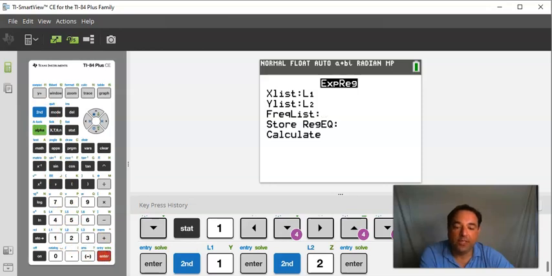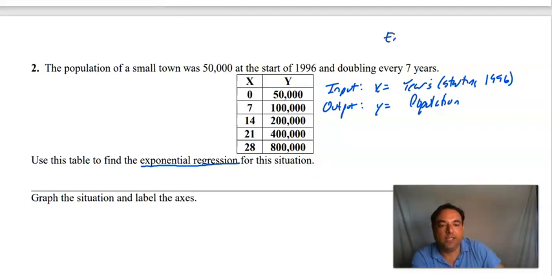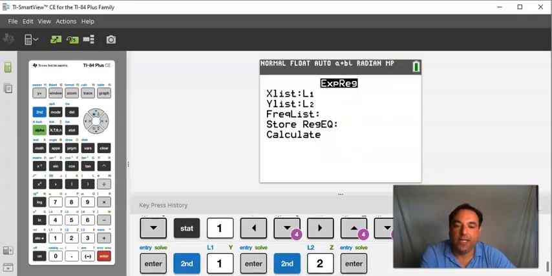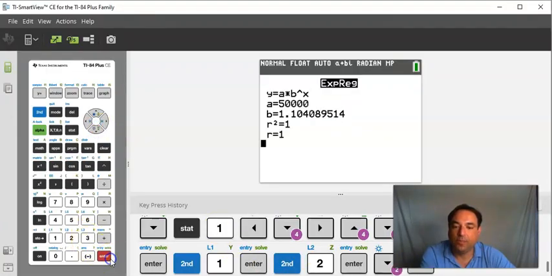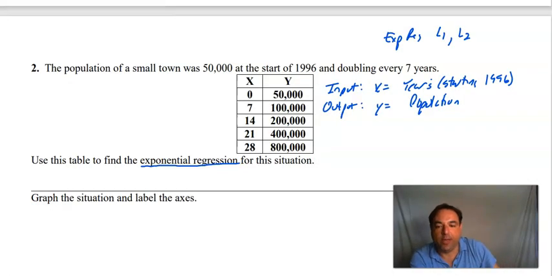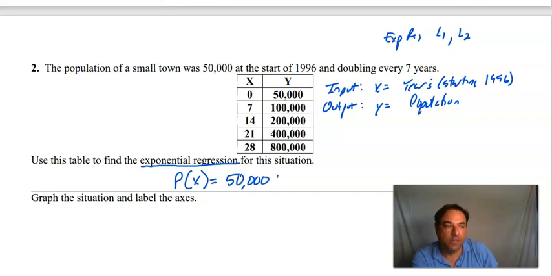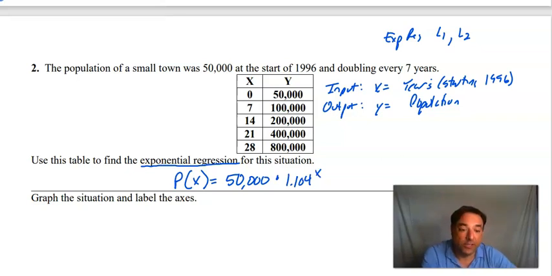If you have the other form of the calculator, then you can put exponential regression, and it's waiting for second 1 for list 1, comma, which is above the 7, second 2 for list 2. And then when you do that, go down to calculate. Notice it's going to give you y equals a times b to the x. You need to plug in a for a and b for b. So when we do that, with a little bit of rounding, I'm going to put p for population, we'll use x for years, and that form was 50,000 times 1.104 raised to the x. So that's the equation we'll be using.